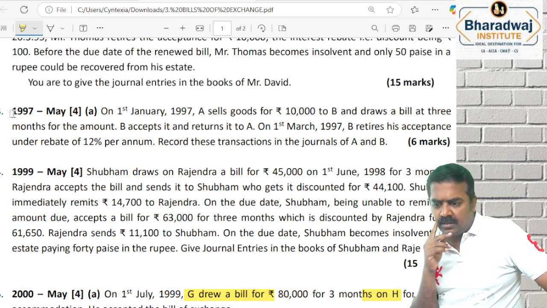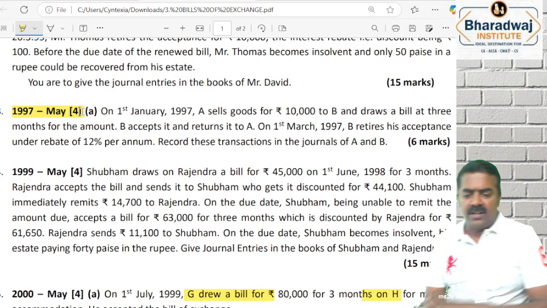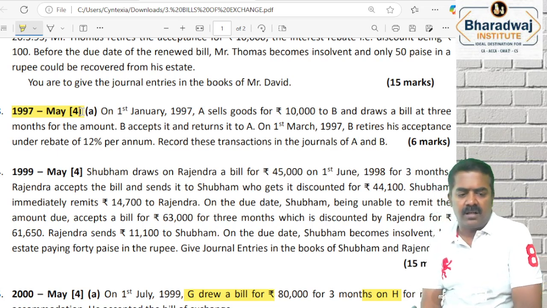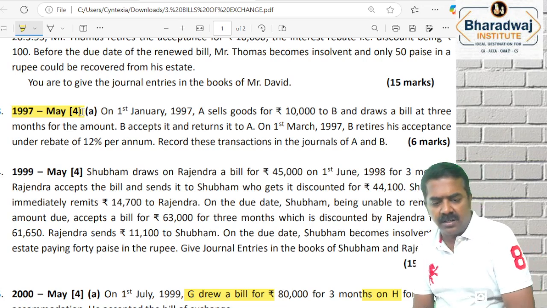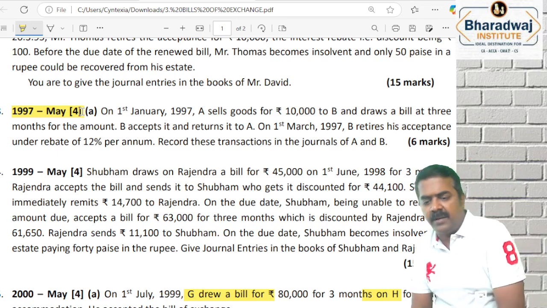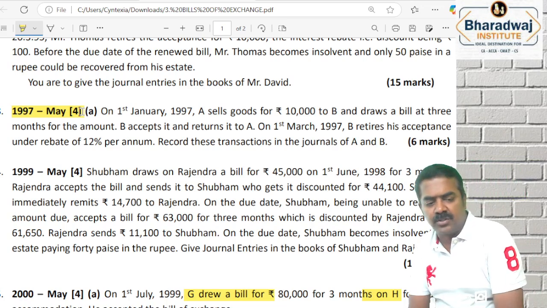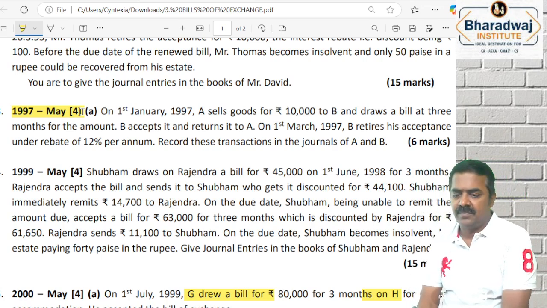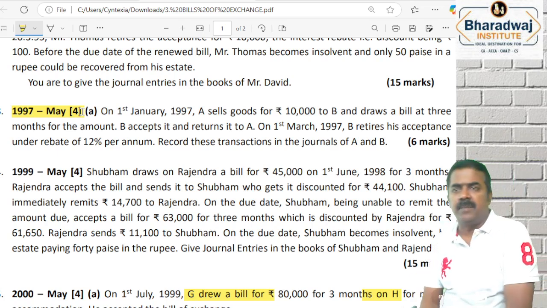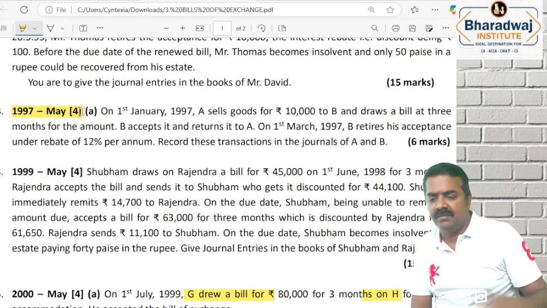Look at this 1997 May question. On 1st January 1997, A sells goods of 10,000 to B and draws a bill for 3 months. B accepts and returns it. On 1st March, B retires the acceptance at a rebate of 12% per annum. Record the transaction in the books of A and B. Whether the payment is made later or earlier, here it is earlier, so we will give a rebate.